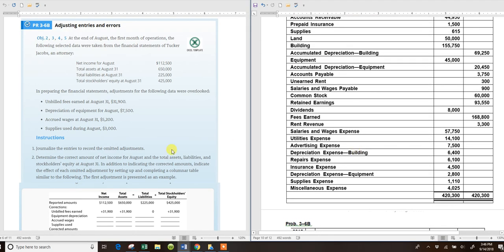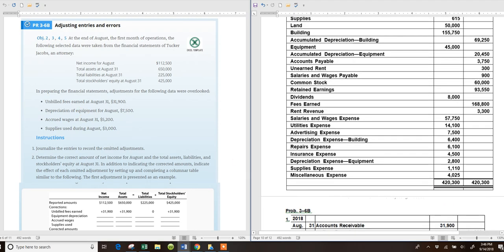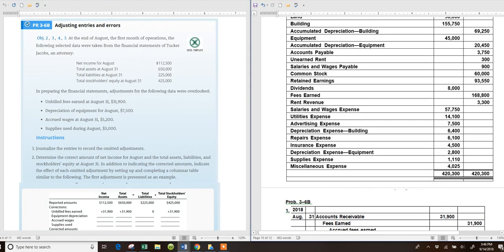Okay, so unbilled fees earned, ask myself, is it a revenue or expense? It's fees earned, so it's a revenue, so I credit a revenue. If I haven't yet billed them, then I haven't yet received them, so I need a debit to a receivable. So debit accounts receivable, credit fees earned for $31,900.